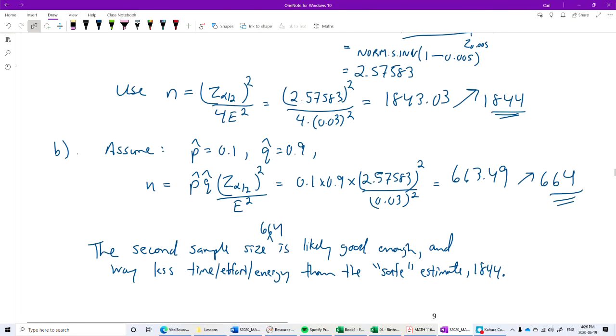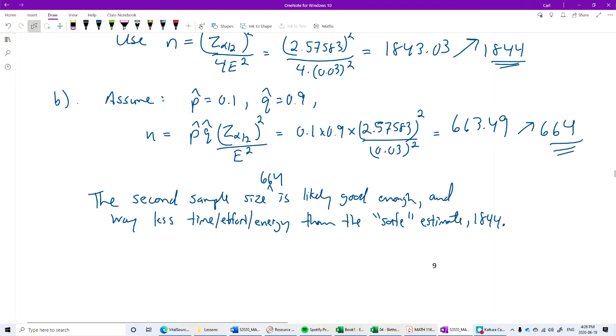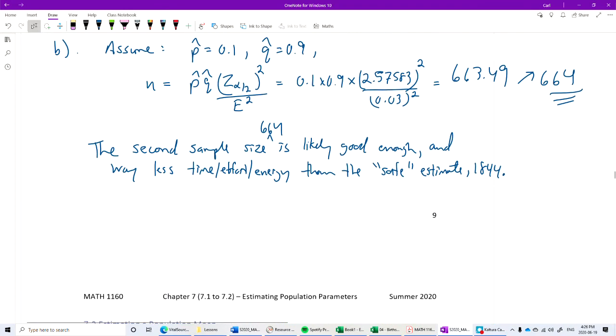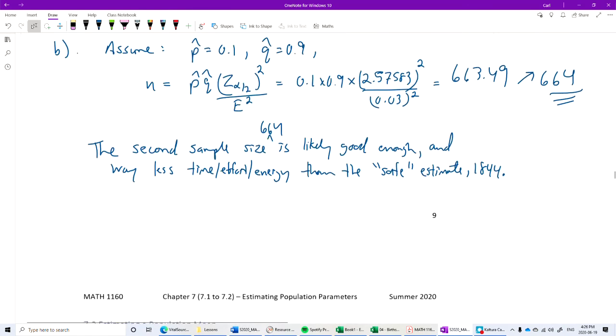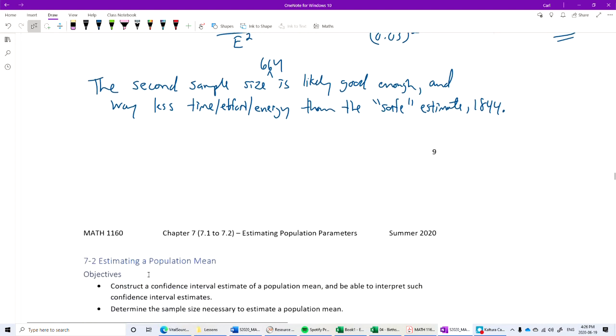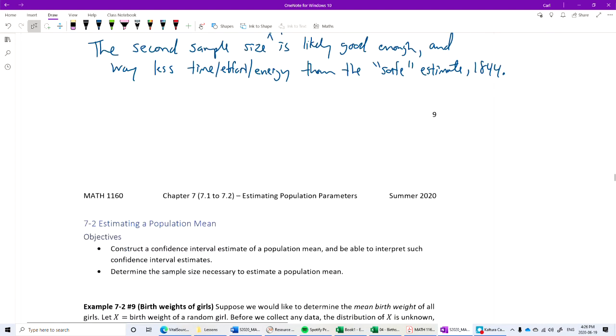Okay, now that brings us to the end of 7-1. So that was kind of a long one. And what we're getting to next is going to be sort of the same conceptual pattern, just dealing with x bar and mu instead of p hat and p. And I'll see you then.